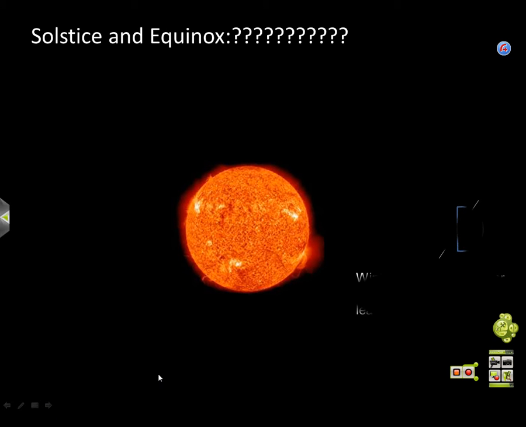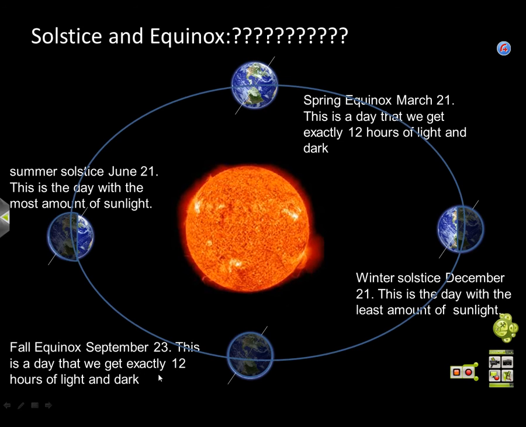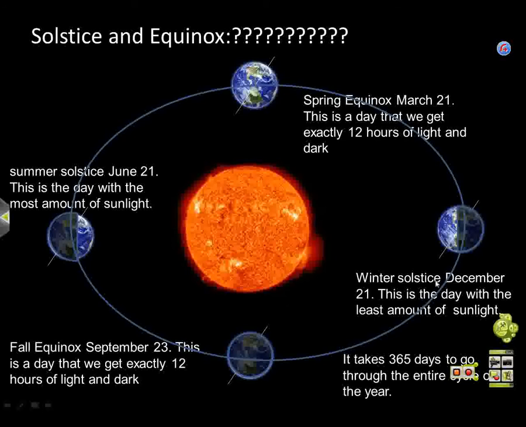Oh, solstice and equinox. This is a great one. Okay. As we all know, it takes 365 days for the Earth to go around the sun. In different parts of the year, we have different amounts of daylight. On the winter solstice, we have the least amount of daylight. It's December 21st. And as we usually notice, when we leave school in December, it's really dark by 4 and 5 o'clock.